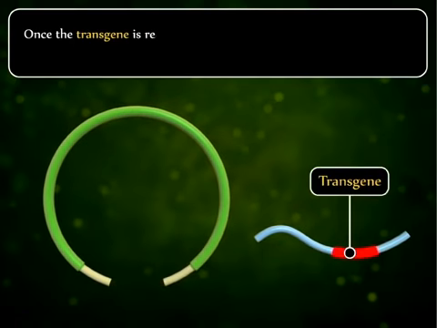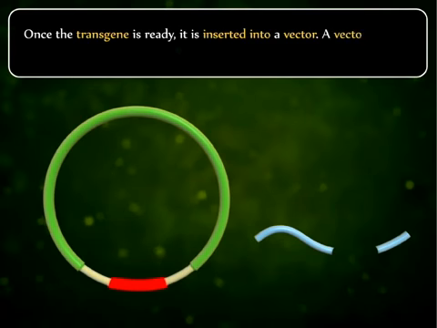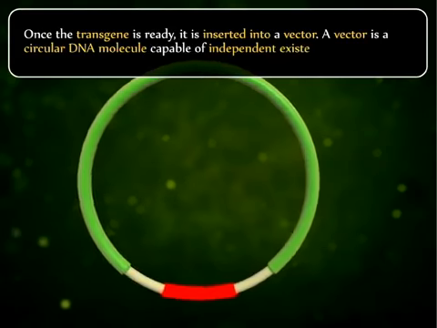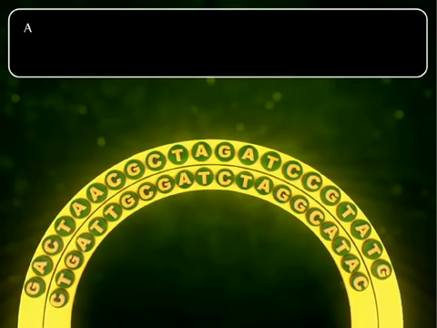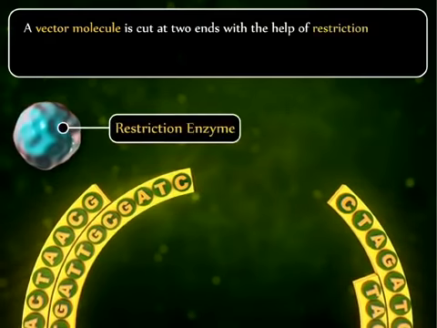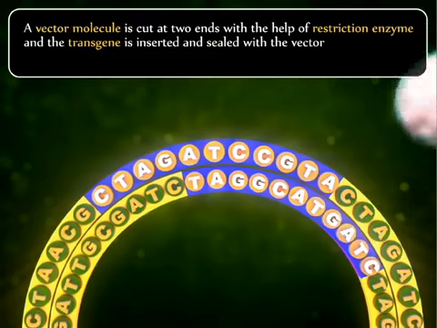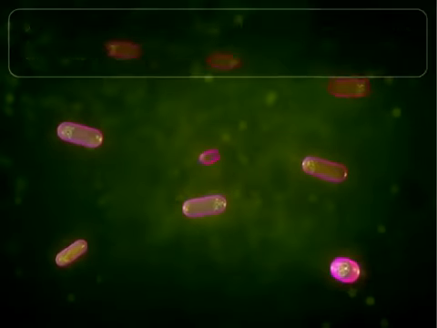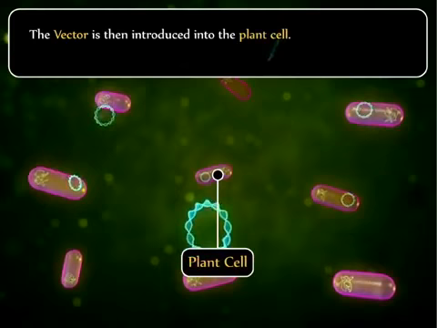Once the transgene is ready, it is inserted into a vector. A vector is a circular DNA molecule capable of independent existence and replication. A vector molecule is cut at two ends with the help of restriction enzyme, and the transgene is inserted and sealed with the vector molecule by using ligase enzyme. The vector is then introduced into the plant cell.